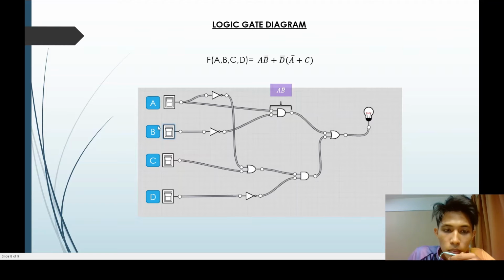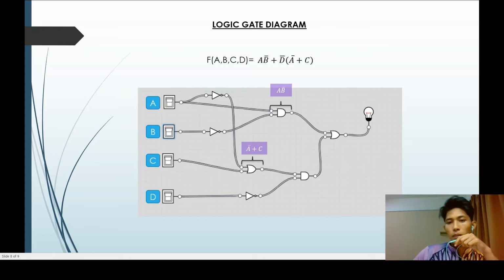This one is B, right? So if we want the input to be B bar, we need to put the NOT gate here. So that's why we put the NOT gate here and connect to it, because this will be the result of B bar. So we settle the first part, and then the second part is A bar plus C.